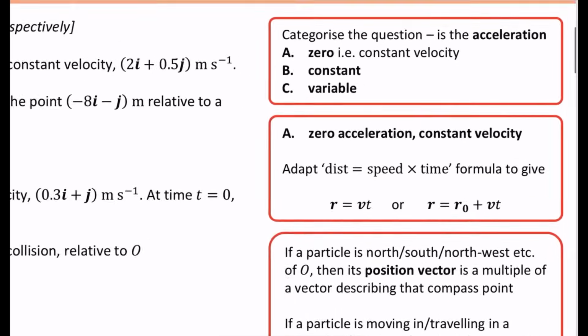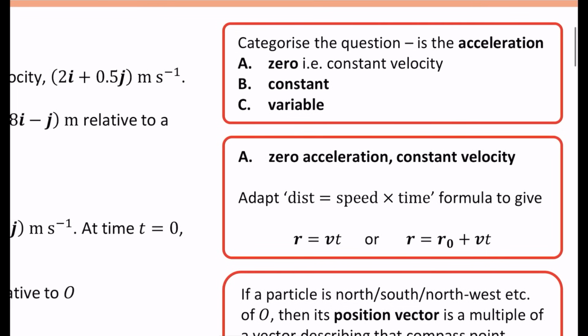So the first thing that I really want you to do in these kinds of questions, if you see one, it won't tell you what techniques you need to use. So you need to categorize the question and decide about the acceleration. Is it the first kind where there's zero acceleration? In other words, there's constant velocity. This is a very rare type of question that used to come up a lot in the old spec, but hasn't come up in the new spec, but it is in the textbook. So I do want to cover it.